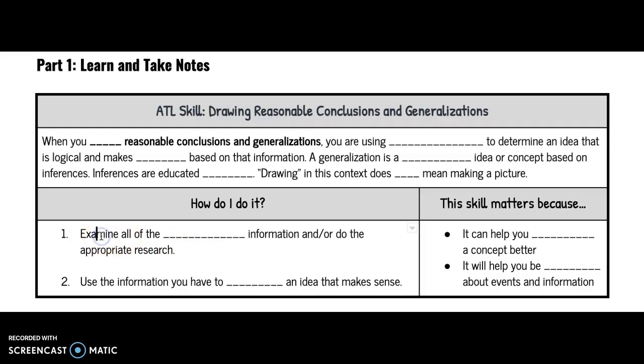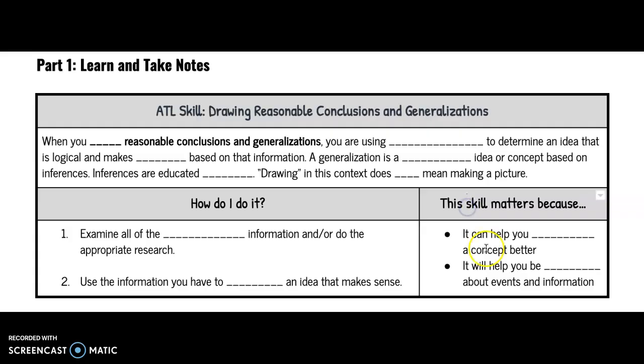There's two steps to draw reasonable conclusions and make generalizations. First, you're going to examine all of the available information and/or do the appropriate research as needed. Second, you will use that information that you have to provide an idea that makes sense.